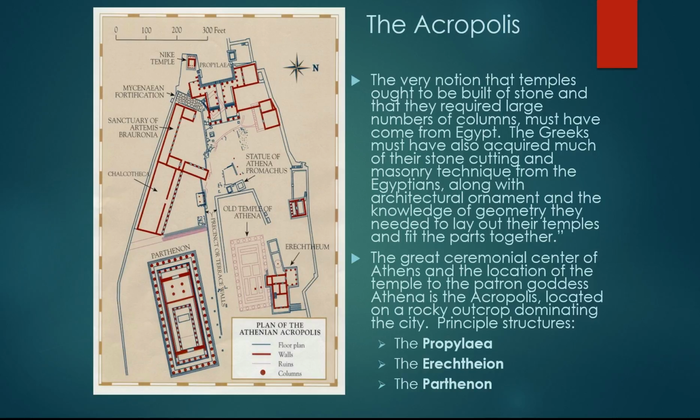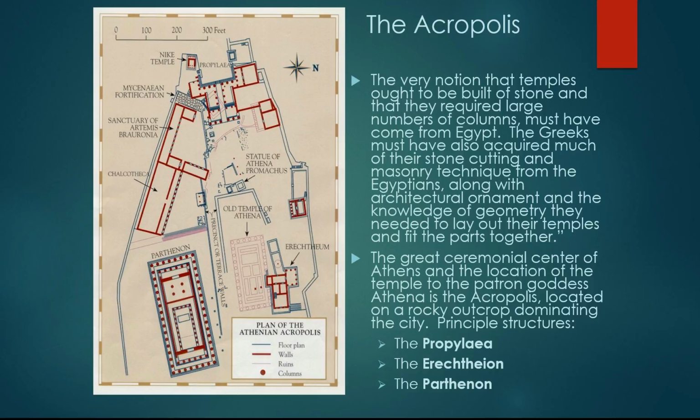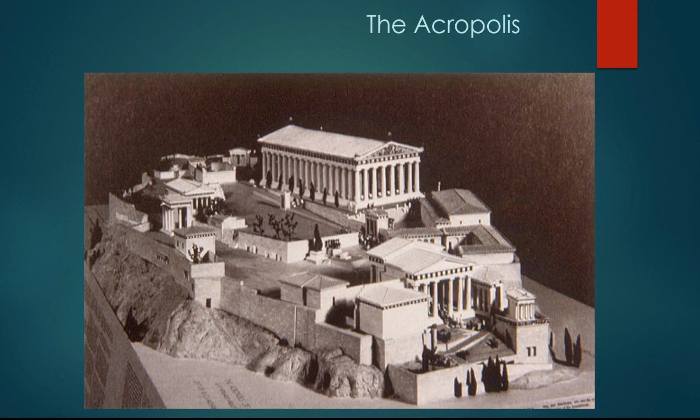Here's a 3-dimensional view of the Acropolis. You can see the Erechtheum down over in this corner. You can see the walled enclosure of it, the propylaea and the Parthenon. So, looking at the propylaea itself, oops, I went the wrong way, didn't I?